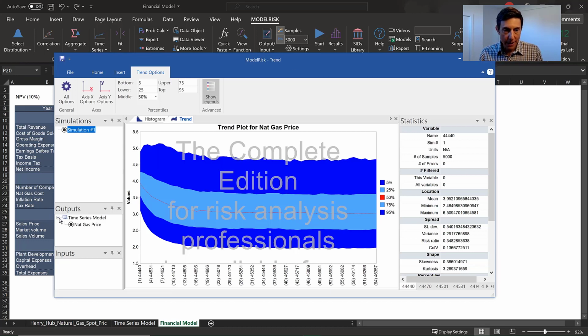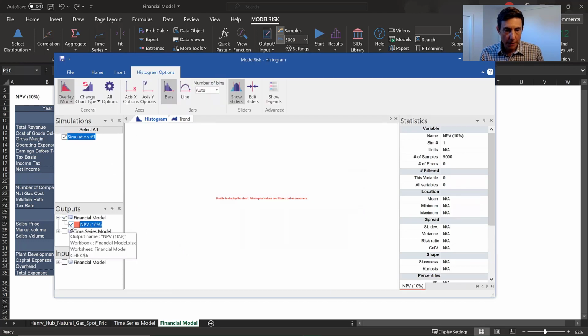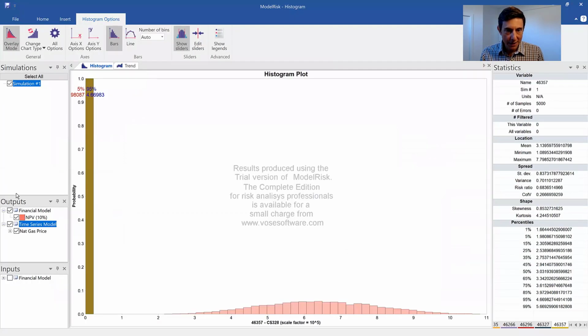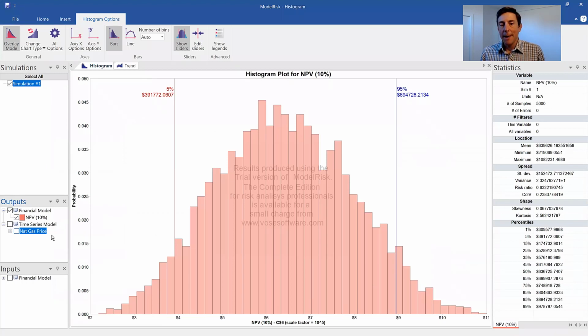Let me see again if I can get that output for the net present value, which is the deliverable. Okay, now model risk is not responding. I'm using the free version of model risk that is available in the website. I'm going to pass the link. It's in the slide deck.